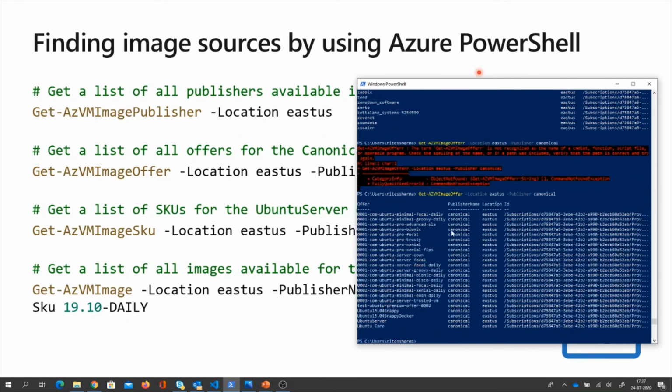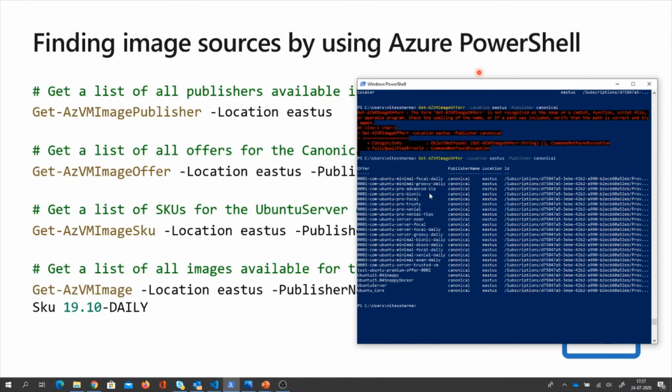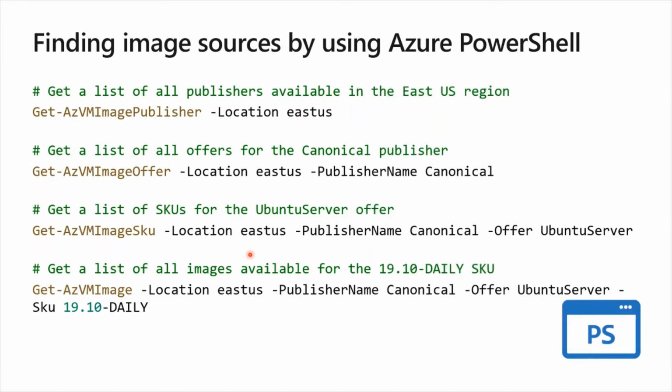So this is giving me all the offers available for the Canonical publisher. You see Canonical, and then you have Ubuntu minimal focal daily, minimal groovy daily, pro advanced, and so on. You have a lot of options available. Same way we can get all these things.